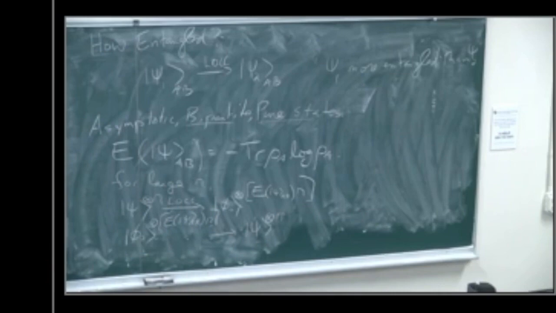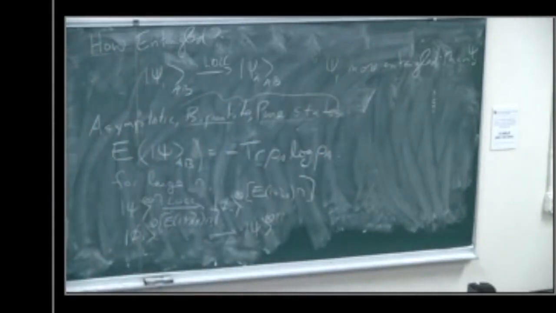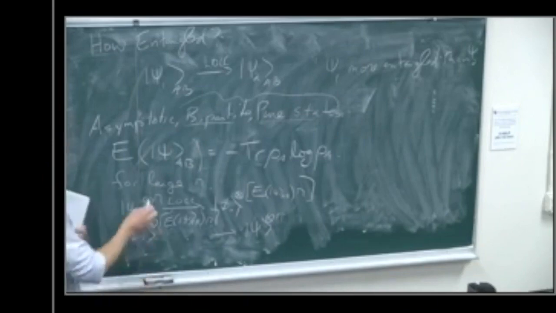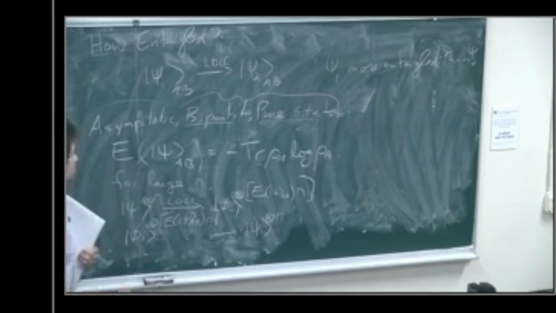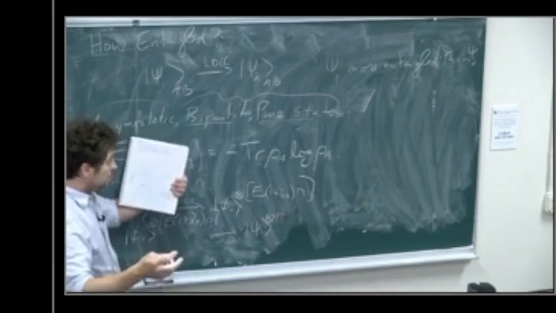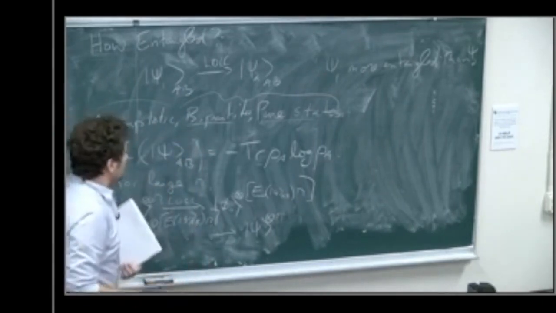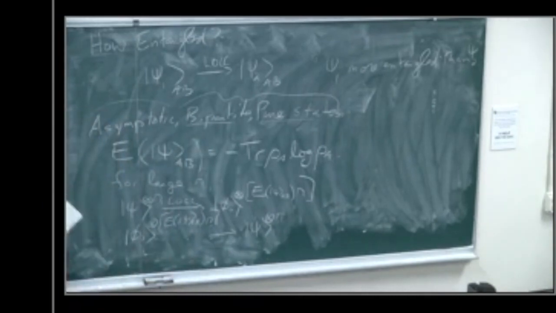Okay, things get messier. If I just keep bipartite and pure states, we can still answer this question about when can I go from one state to another via LOCC. If I put back in asymptotic and then remove bipartite, so I go to more parties that are doing LOCC, where they can do local operations in each of their local labs, then the problem gets really hard.